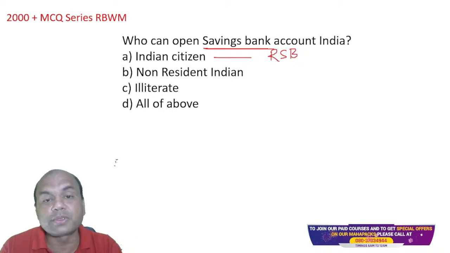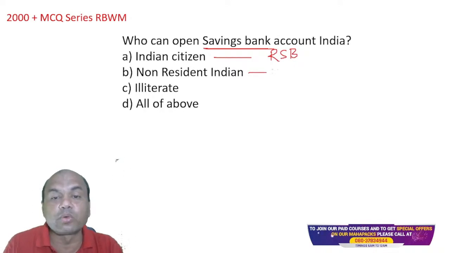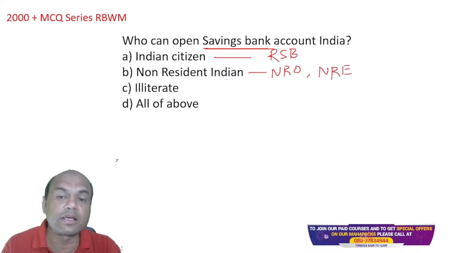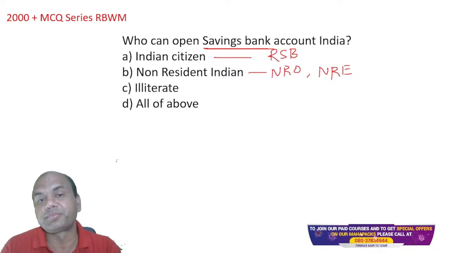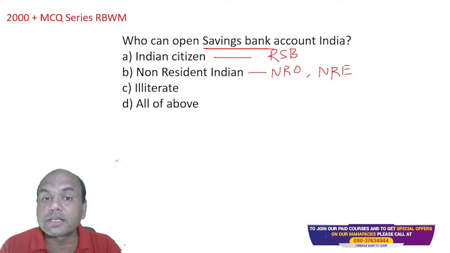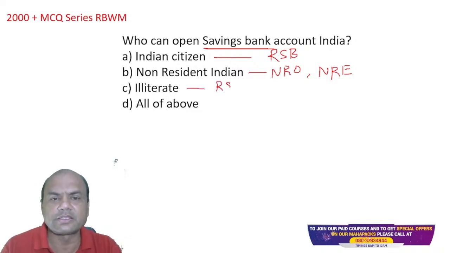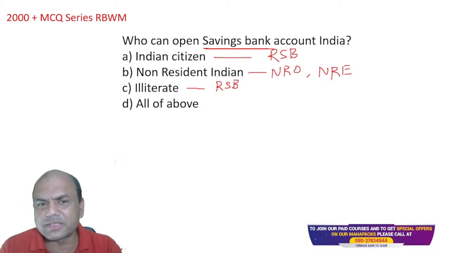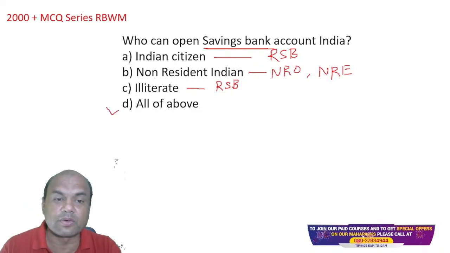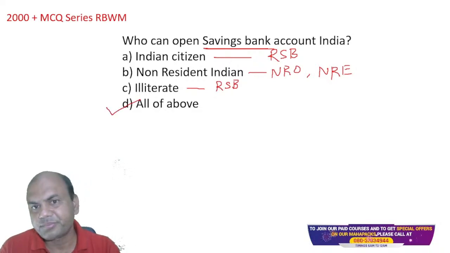When an NRI opens the savings account, it can be two types, NRO or NRE. Both are allowed. Non-resident external and non-resident ordinary. Both these are non-resident accounts. Illiterate. Yes, obviously. That is RSB only. So anyone can open the savings account. Any eligible person. Can a child open the savings account? So okay, let me get the answer over here. The answer is D.